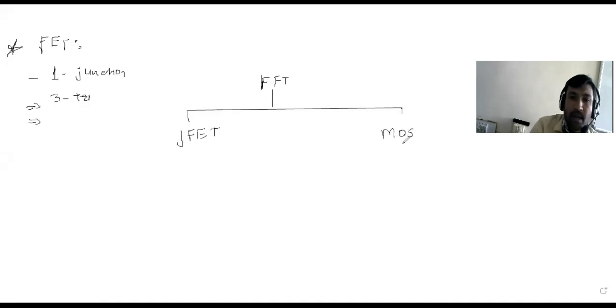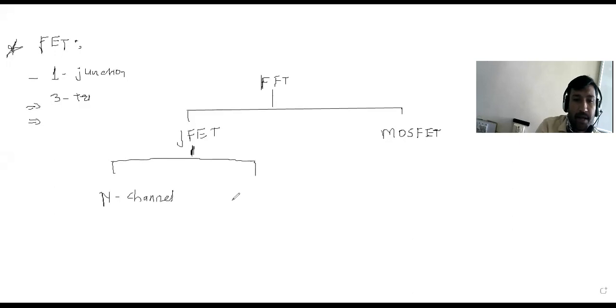MOS. Metal oxide semiconductor field effect transistor. Now they sometimes ask the full form in MCQs. They say metal oxide, dielectric, or conductive material, there is a bit of modification, so remember that point. Okay, JFET is again divided into 2 types. That is N channel and P channel. Okay, what N channel means and what P channel means, we see later.